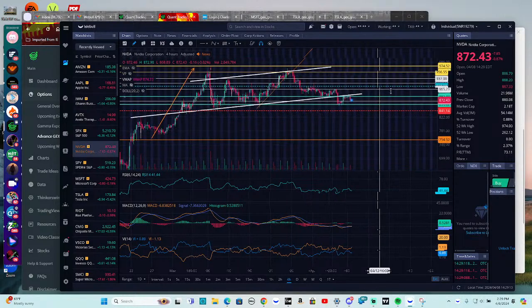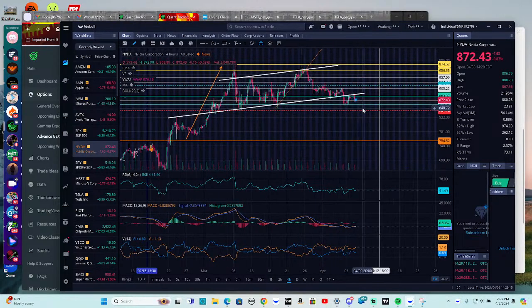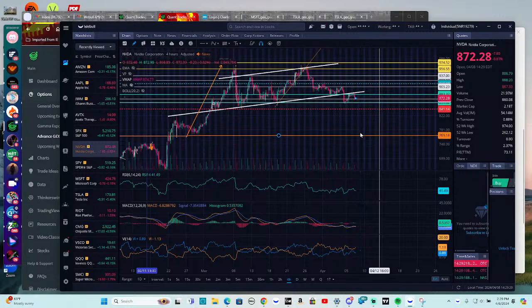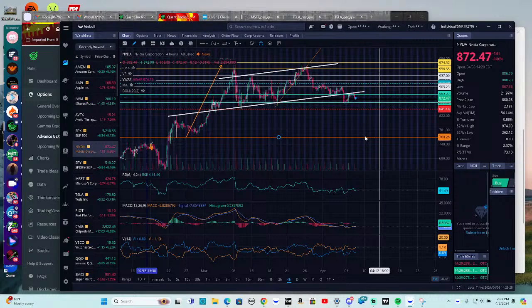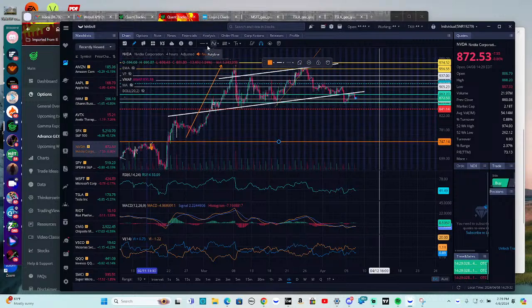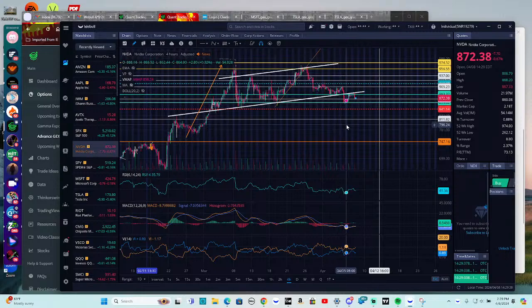Now that I'm saying that out loud, if NVIDIA does break this 840, maybe this would be the next level down. I'm going to leave this here. This looks like the best support. Actually, right there. And I'm going to enter this one as a target.